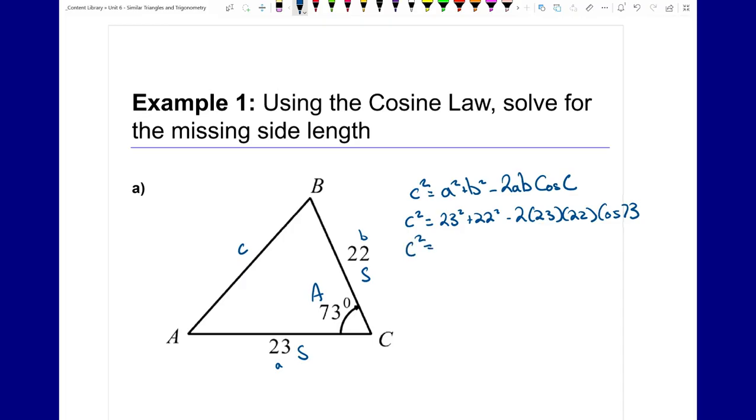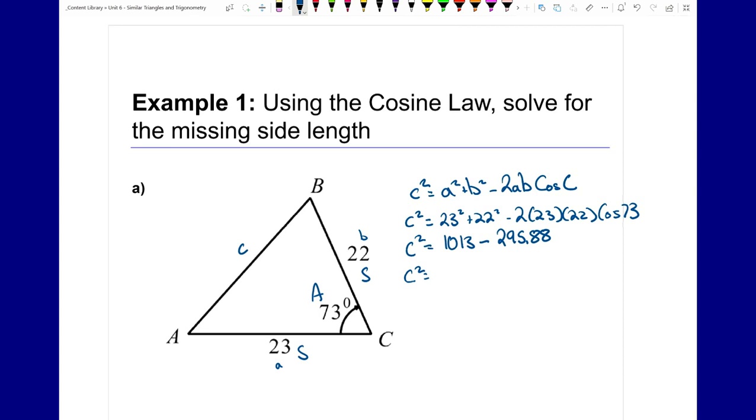I can go through and solve, and even though we can do this all at once on our calculator, I'm going to split it up into two parts. I'm going to solve the first part, and then subtract whatever the second part is. So 2 times 23 times 22 times cosine 73, and I get 295.88. You want to be careful about rounding too early, so don't just round this to 296. I'm using 2 decimal places. You can use a bit more if you want, but we shouldn't be rounding too early.